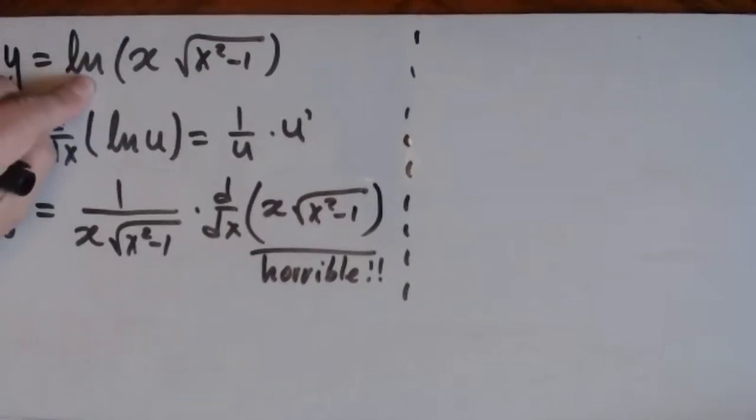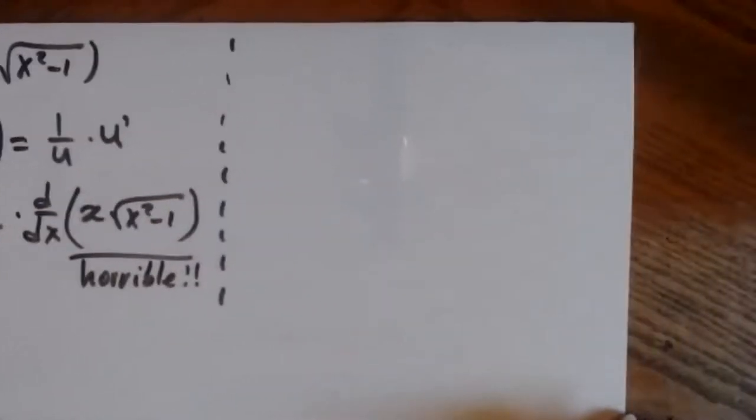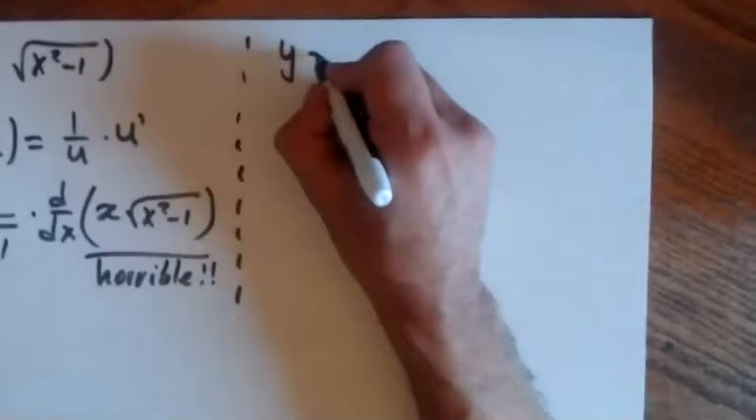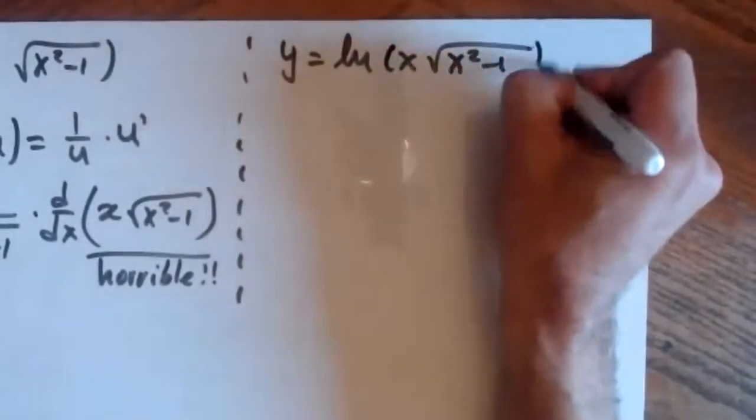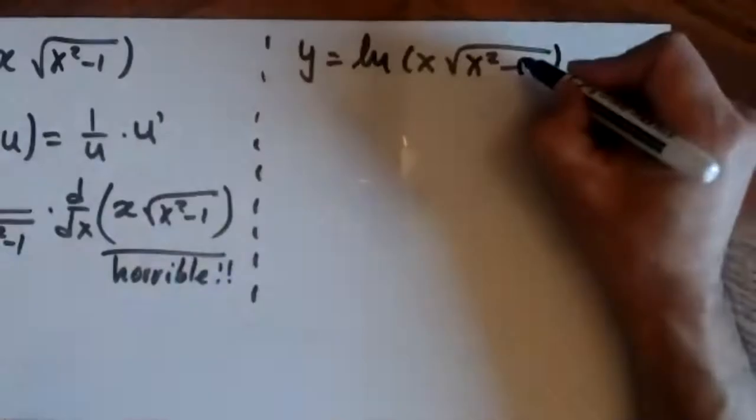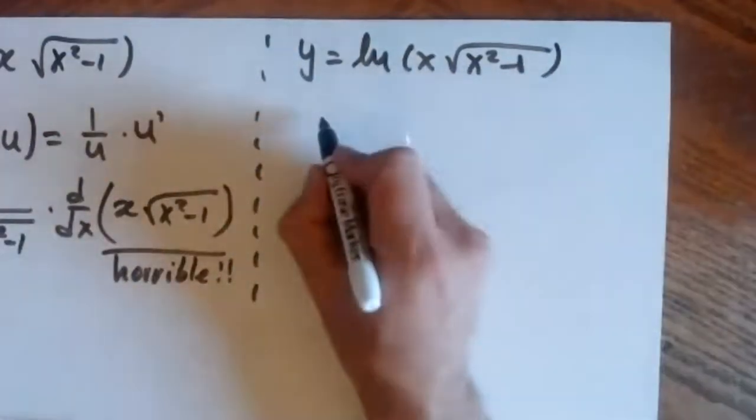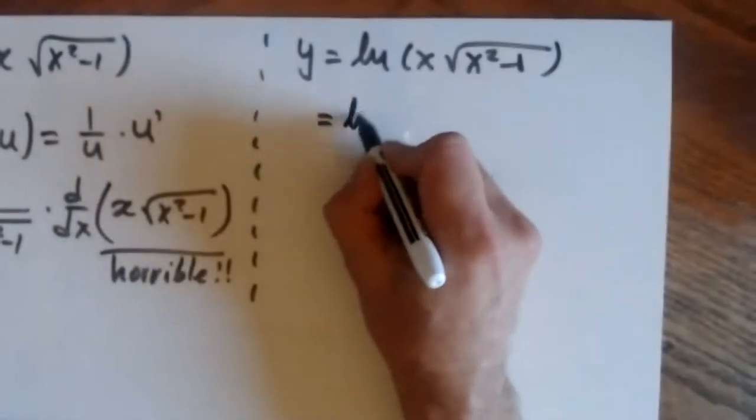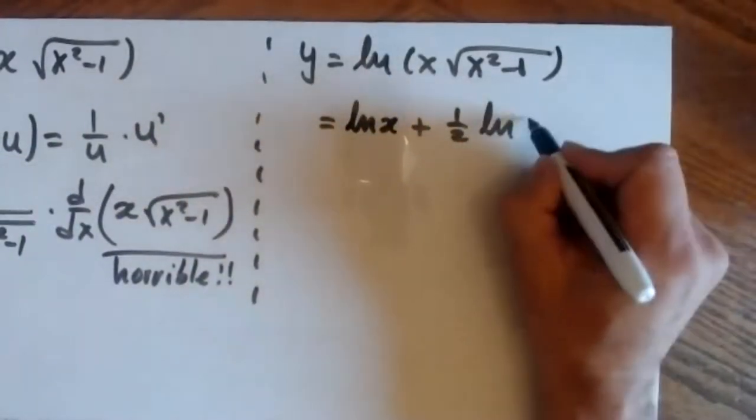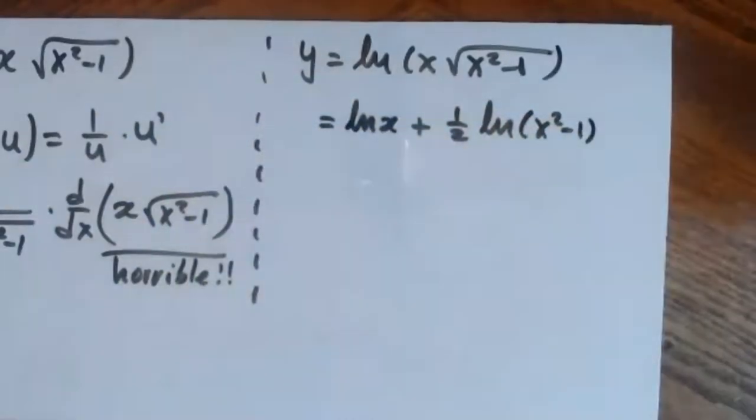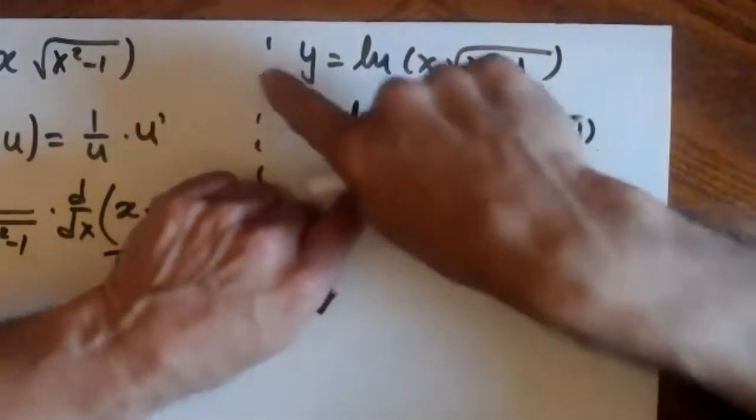So I'm going to use the properties of the logs. I'm going to break my expression, writing it right here again: y equals ln of x times the square root of x squared minus 1. So I have the product of these two elements, and this is a power. So in a first approach, I can do this: ln x plus 1/2 ln of x squared minus 1. Now, the only thing I have to do is take the derivative of this expression.